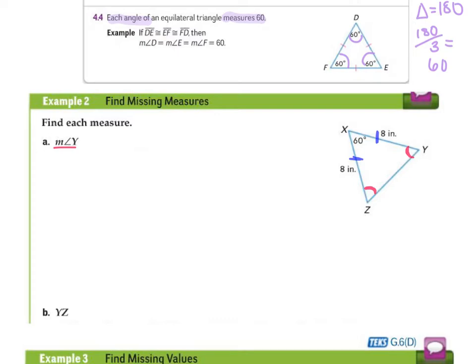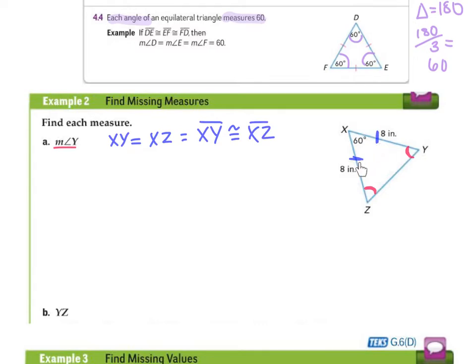Okay, so let's write down what we did. I know XY is equal to XZ. That's my sides. I could write my Z a little less like a 2. Since these sides are equal, we can say XY is congruent to XZ.